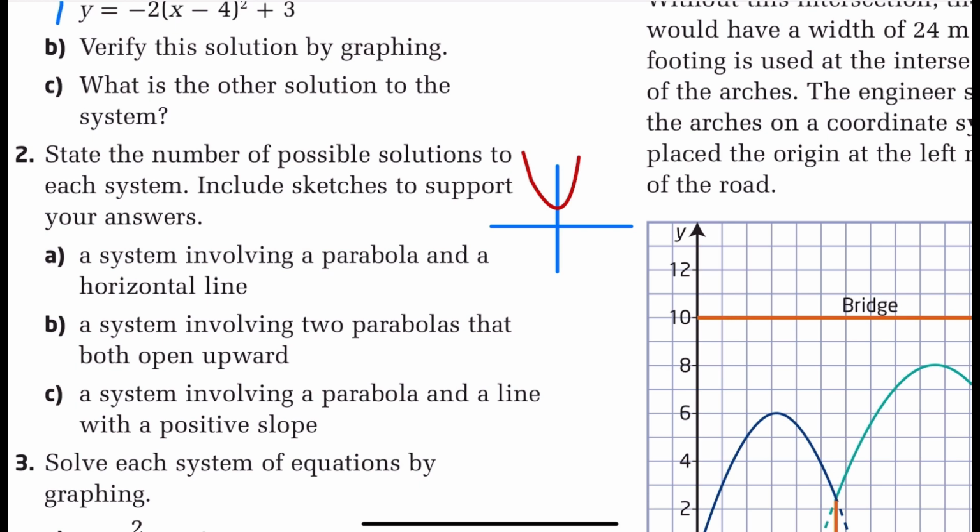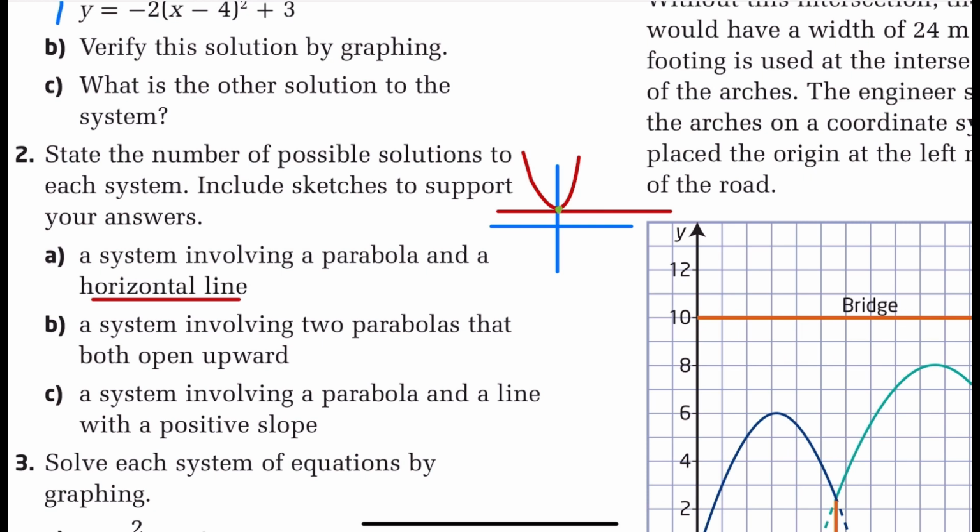In my equation, a horizontal line, I will just draw a horizontal line. This one is actually touching at one point. So there is one solution. In this example, we have one solution.